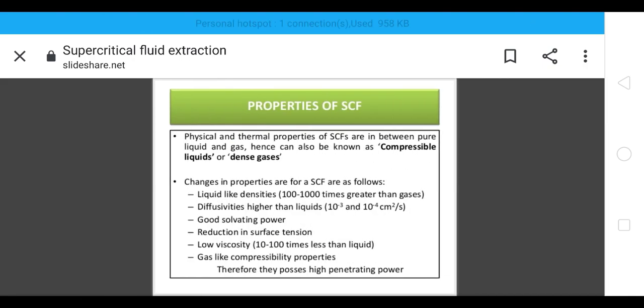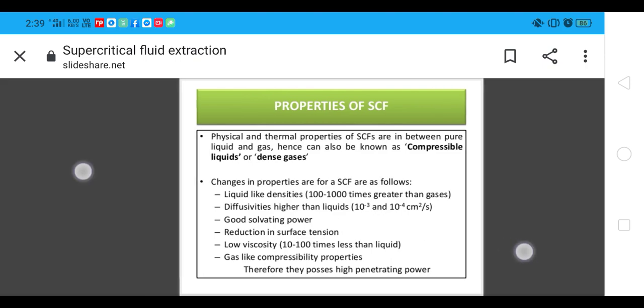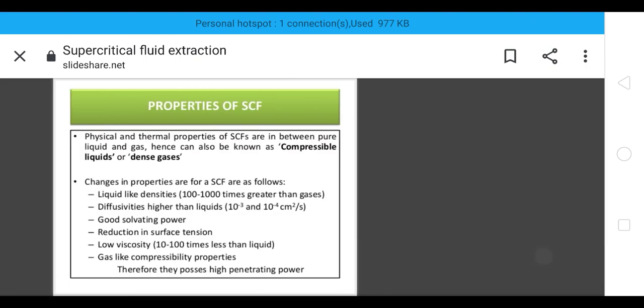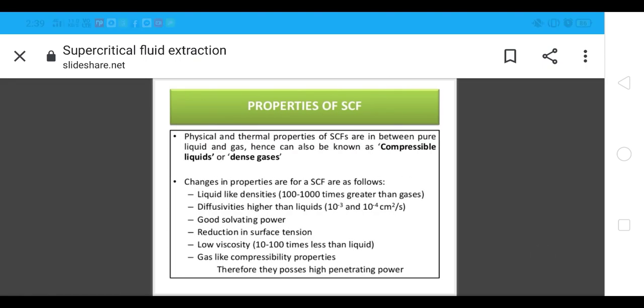Afterwards, properties of supercritical fluid. The physical and thermal properties of supercritical fluids are basically between liquid and gas, so they are called dense gases. When you have a supercritical fluid, it has the property of a liquid, density like a liquid, and it is more diffusive than a liquid, which is a property of a gas. So it has both the properties of liquid and gas.